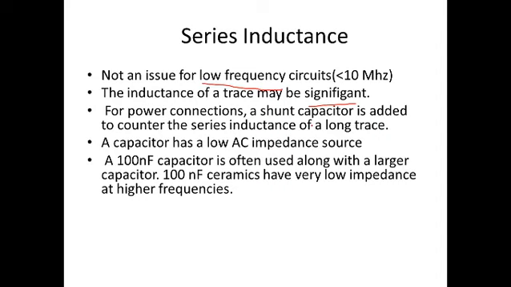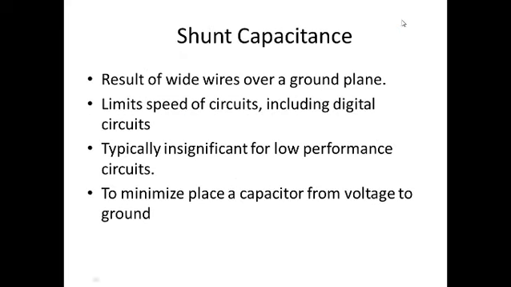Then the capacitor has a low AC impedance source. So what will happen? It has a very low impedance at higher frequency, and that will nullify the effect of the series inductance. First is the series inductance, then the shunt capacitor. The shunt capacitor is present because of wide wires over a ground plane.